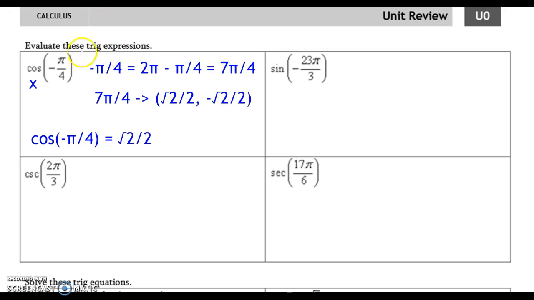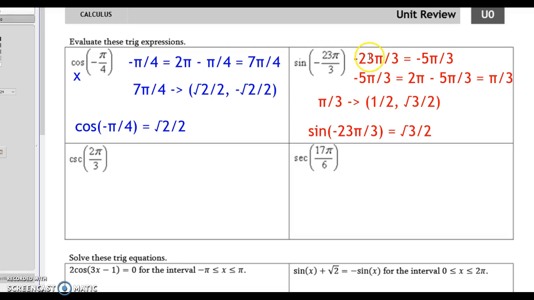For the first trig expression, you should have seen that cosine of negative pi over 4 corresponds to the angle 2 pi minus pi over 4, which is 7 pi over 4. And you know that 7 pi over 4, while looking at the unit circle that we made, corresponds to radical 2 over 2 as its x, and negative radical 2 over 2 as its y. In order to figure out which one is x and which one is y, you just remember that cosine is x, and sine is y. So in this case, we're looking for the x value, where the angle is 7 pi over 4, which is radical 2 over 2.